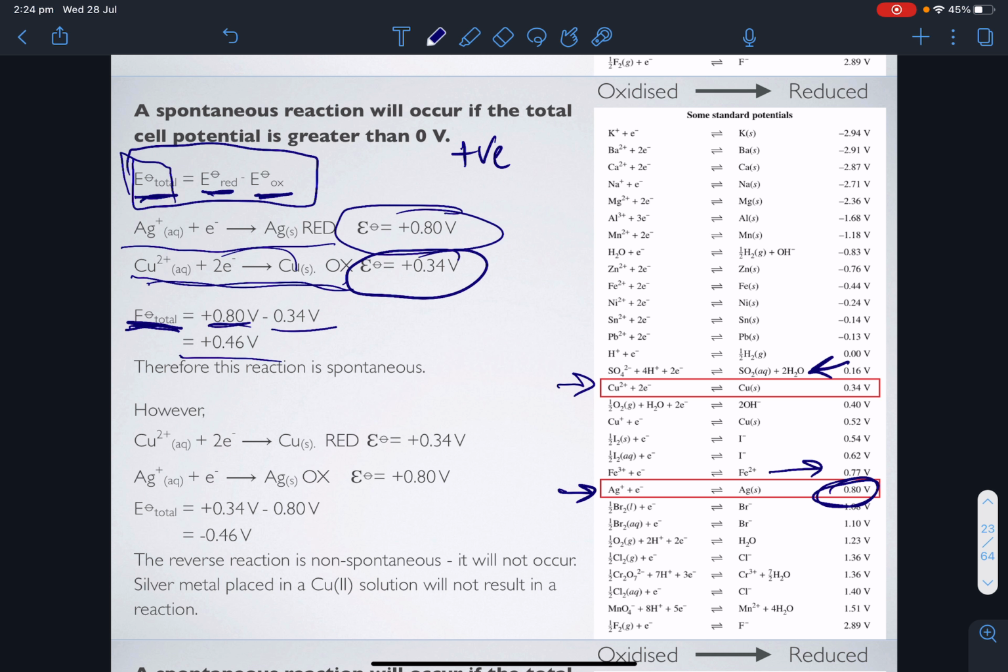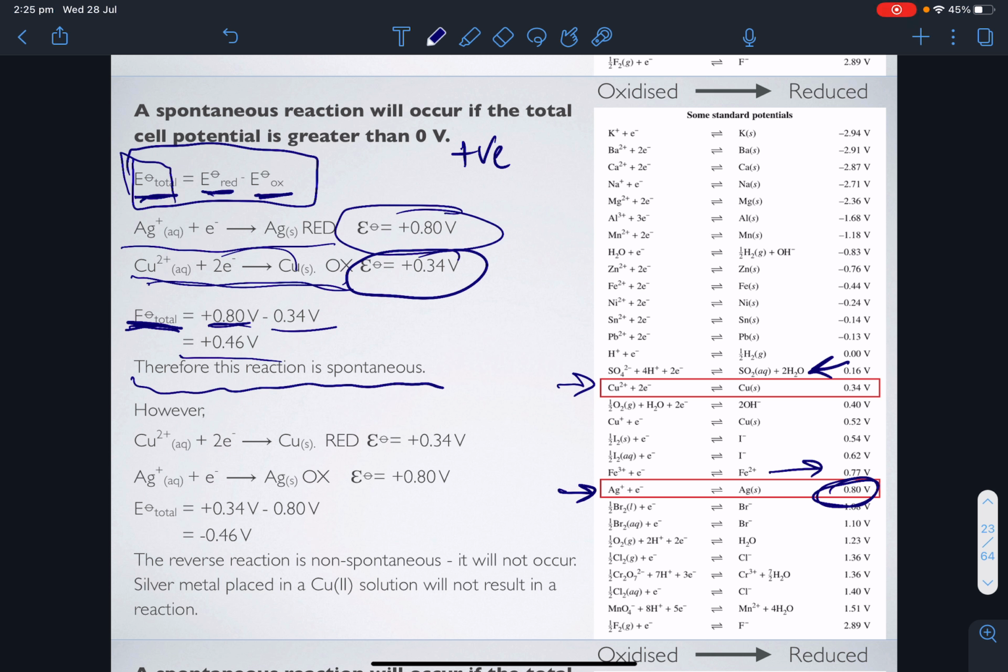Notice I put the positive in there. I'm reinforcing that it's greater than 0. Because it's greater than 0, the reaction is spontaneous. So it's saying that if you take silver ions in solution and you dunk a piece of solid copper metal in there, you're going to get some stuff happening, like the copper going into solution and turning blue, and the silver precipitating out on top of the copper and being a black substance.